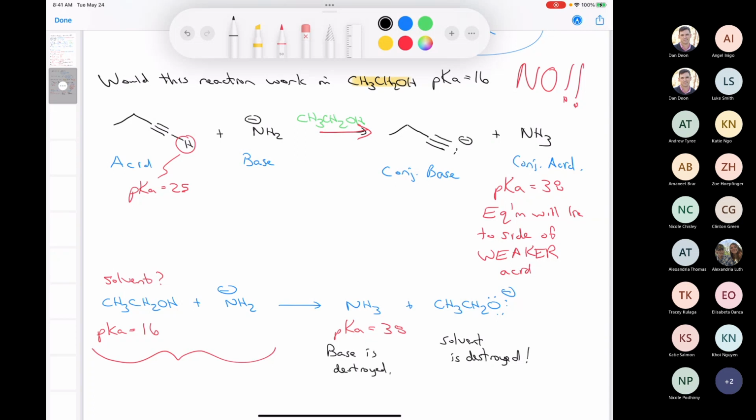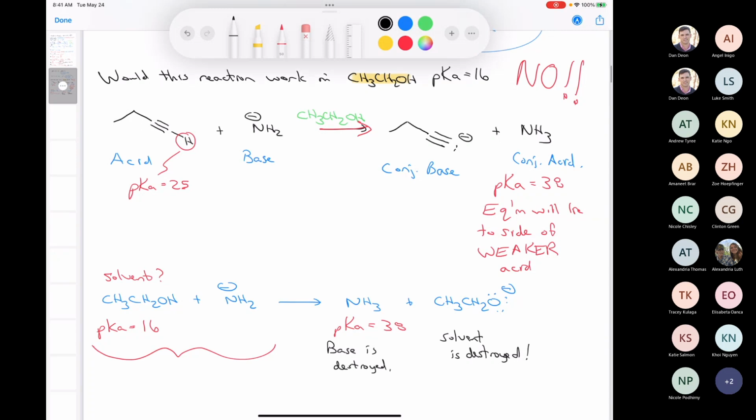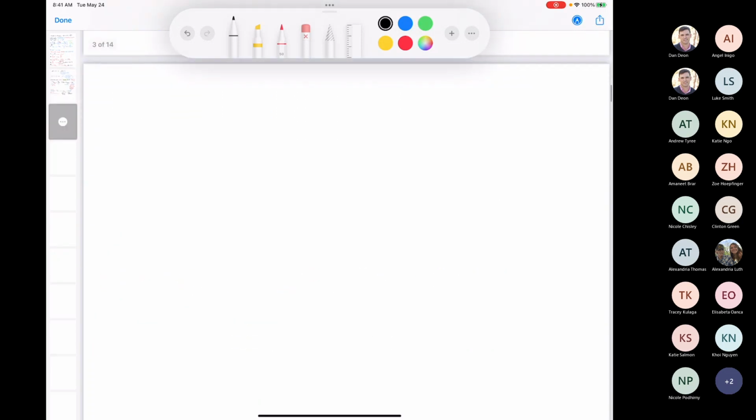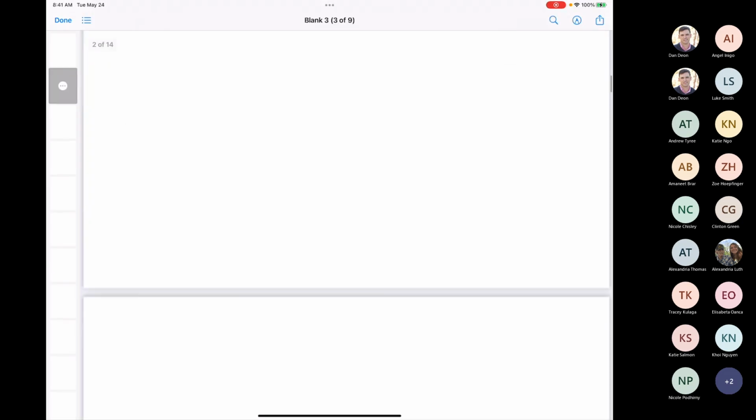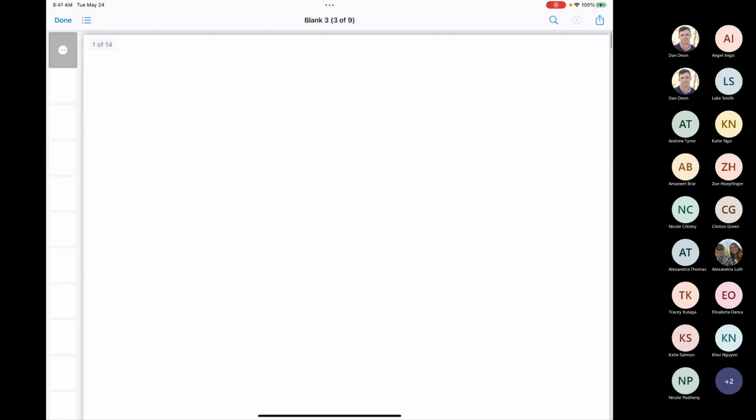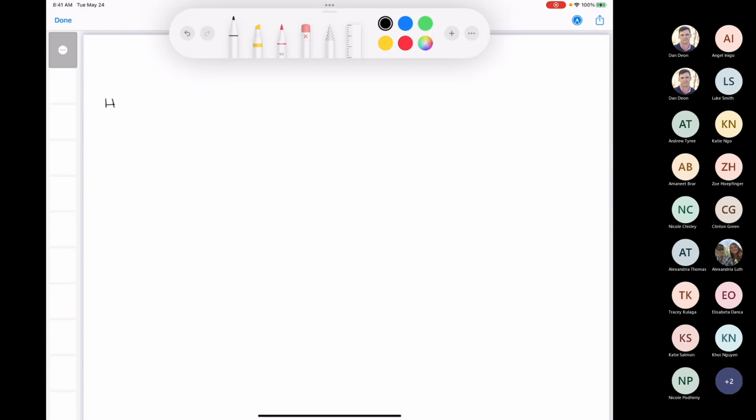All right. Let's try another one here. Let's try drawing some curved arrows. So let's see here. If I gave you an acid and a base, so let's try writing out sulfuric acid. Son of a gun, did I just lose everything that I drew? Yep, it's all gone. Okay, so let's draw some sulfuric acid, H2SO4.